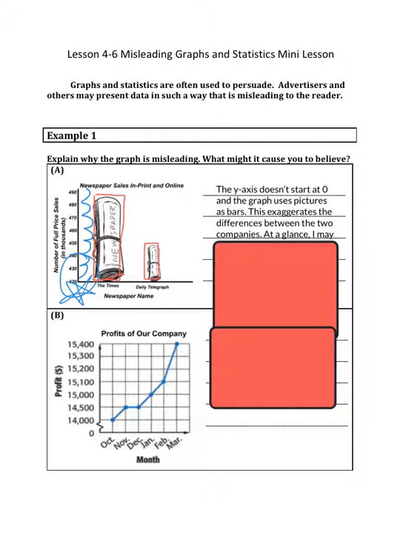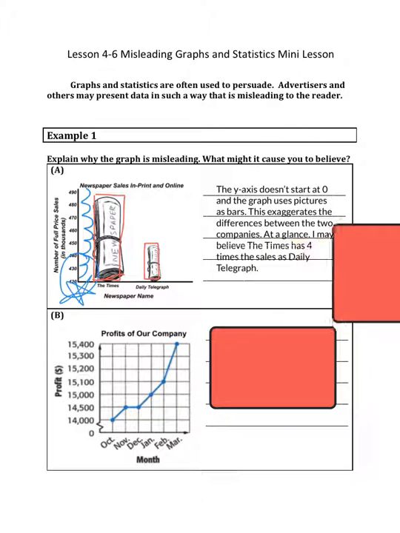So I want you to write that down, and I typed it. You can pause the video to get these notes written. I kind of typed a lot because I wanted to be very thorough. So here's the thing. At a glance, if I were to just look at this graph without really reading the numbers, because they chose clip art as the bars, I may believe that Times has 4 times the sales as the Daily Telegraph. Where am I getting that 4 times?